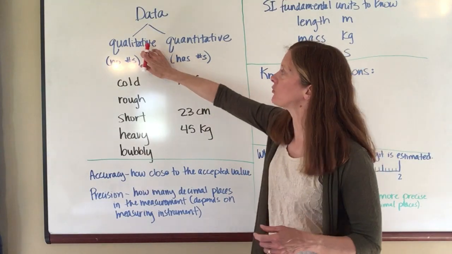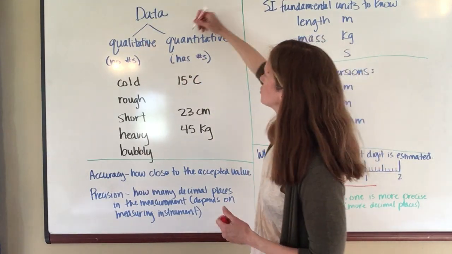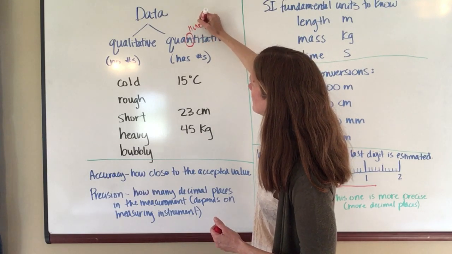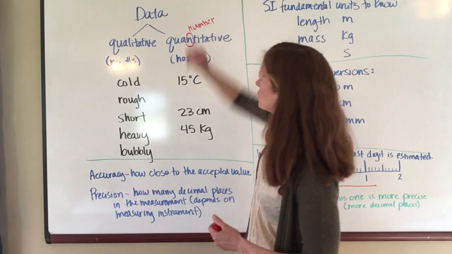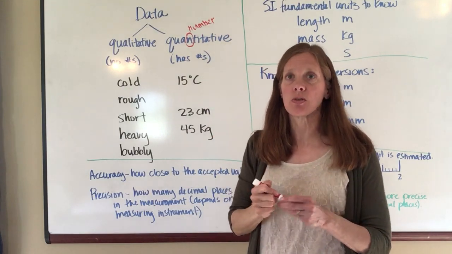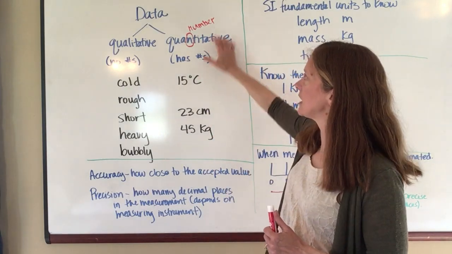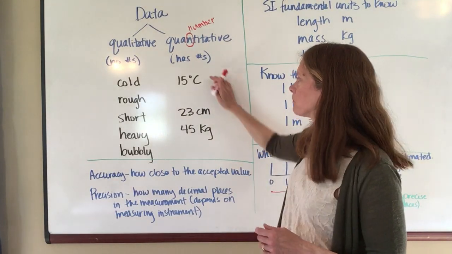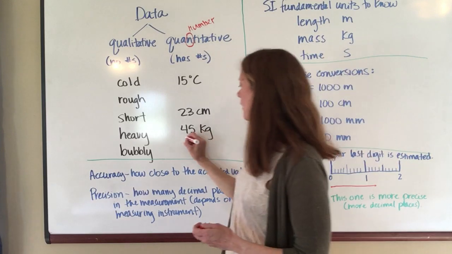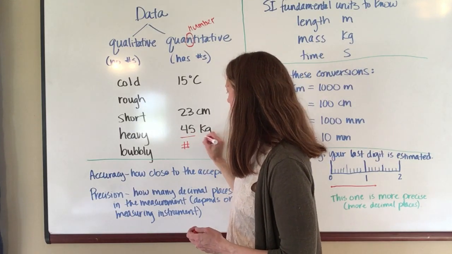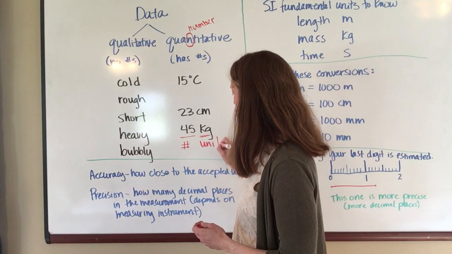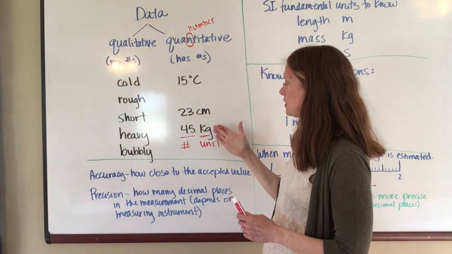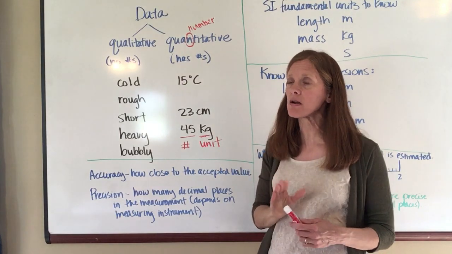And I remember the difference between these two words because the word quantitative has an N in it, and N is the same letter that starts the word number. And so a quantitative measurement has a number in it. Now, what I want you to notice is that all of these measurements not only have a number, but they also have a unit. Whether the unit is degrees Celsius or centimeters or kilograms, the unit is very, very important.